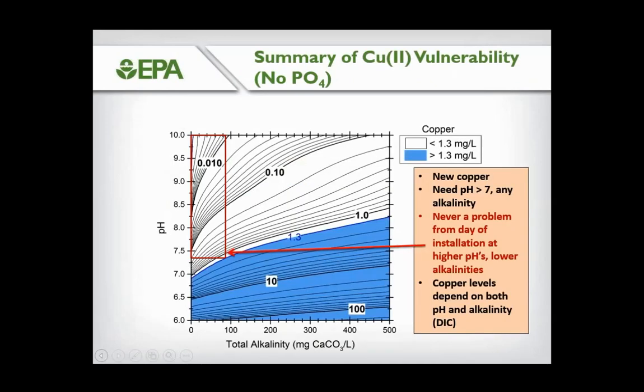The copper is very influenced by pH and alkalinity, but if you have new copper and the DIC is relatively low, even at a pH of 7 or so, you'll never have a problem. But as the alkalinity goes up, you increasingly have copper problems when it's new until it ages. So the copper levels depend on the age, the pH, and the alkalinity. You can see the field highlighted in blue here are the areas that are most vulnerable in new plumbing to having potentially elevated copper levels.